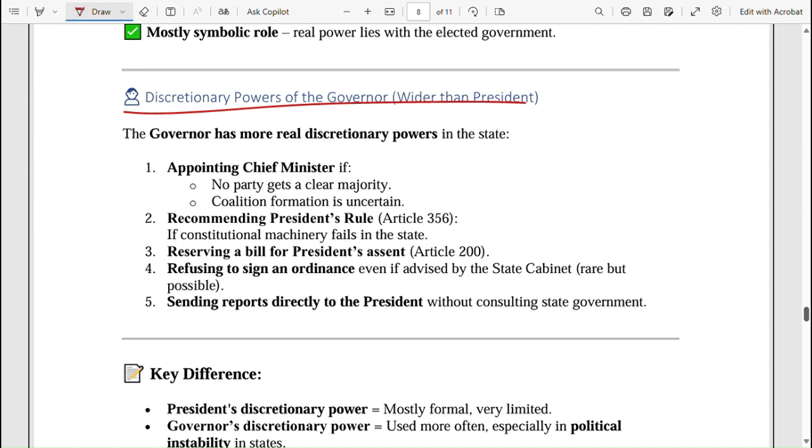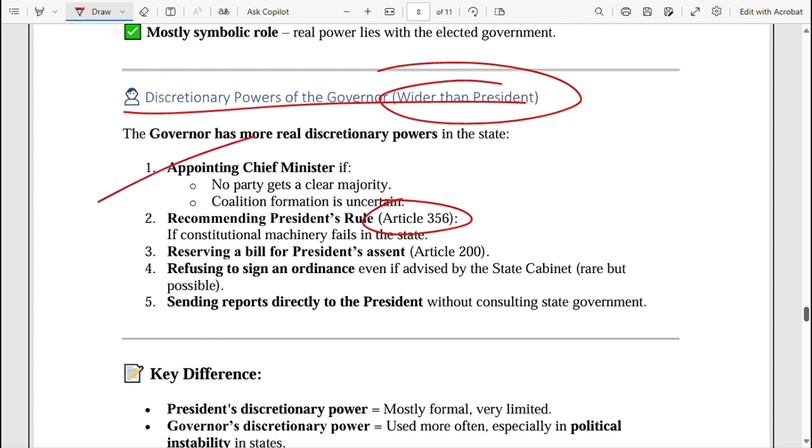Then what about the discretionary power of the governor? Here his power is wider than the president's. So how is it possible? Let us look. The governor has more real discretionary power in the state. As I told you, through discretionary power he can appoint the chief minister if he feels that there is no majority in any of the parties. Also recommending president's rule, which is mentioned in Article 356.